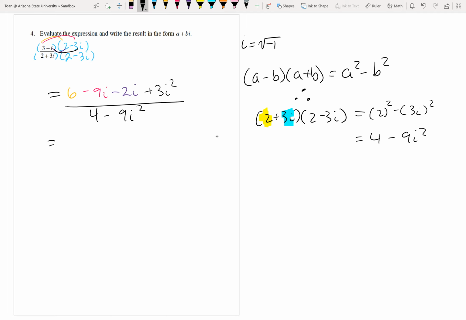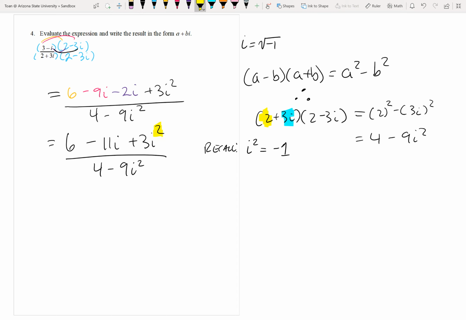So then all we have to do is combine like terms, simplify, yada yada yada. So that's 6 minus 11i plus 3i squared over 4 minus 9i squared. Now we have to recall that any expression with i's in it, if you have an exponent, you can always simplify them. You have to remember that i squared is negative 1, so we can go ahead and do that substitution. Everywhere you see an i squared, we change that to a negative 1.